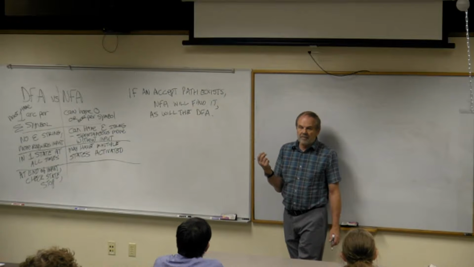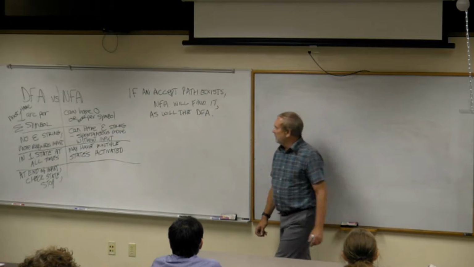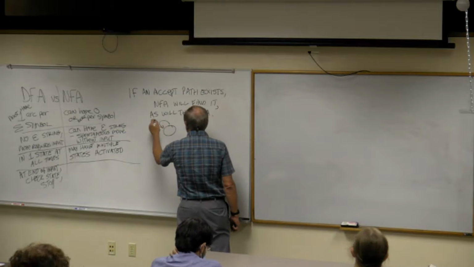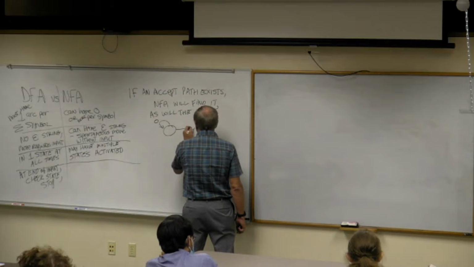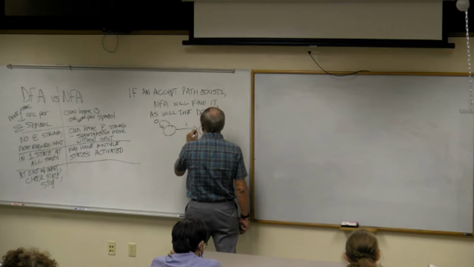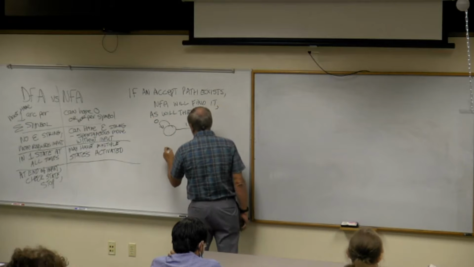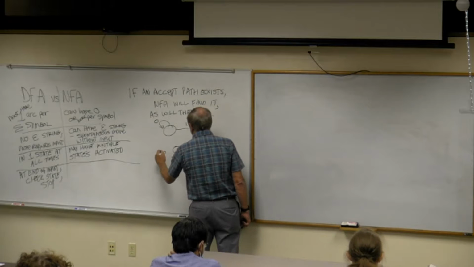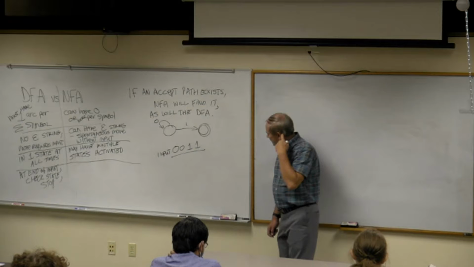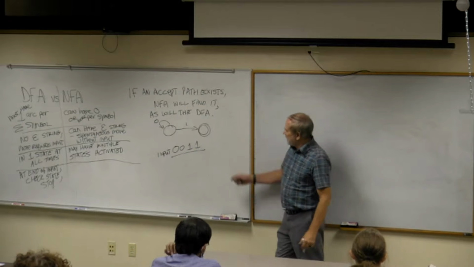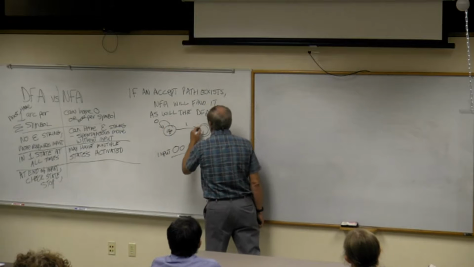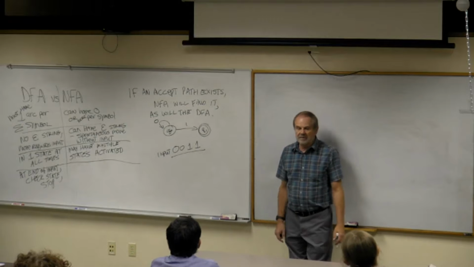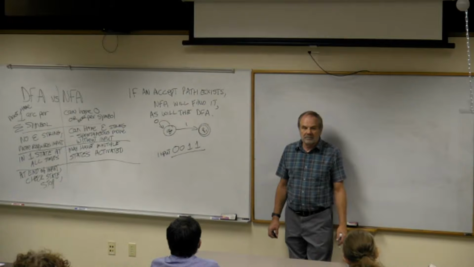How would it do that? If there's no path on the current input. In other words, if I had an NFA that had no arcs coming out of the accept state, what is the language accepted by this NFA?